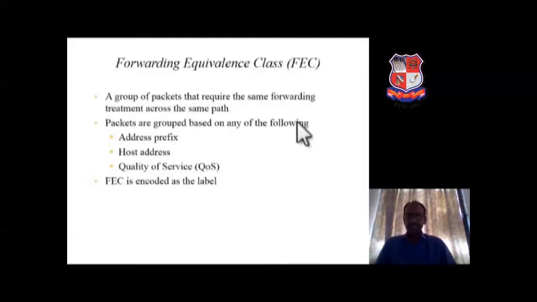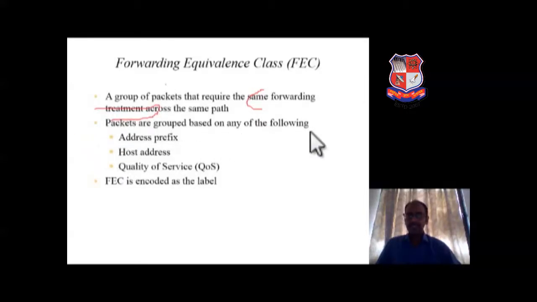So forwarding equivalence class, FEC, what does it mean? It is a group of packets that requires the same forwarding treatment, or we can say the same forwarding path across the chosen path. So this is the important terminology: a group of packets that require the same forwarding treatment. Same forwarding treatment, this phrase is important, and we will shortly see what it means.